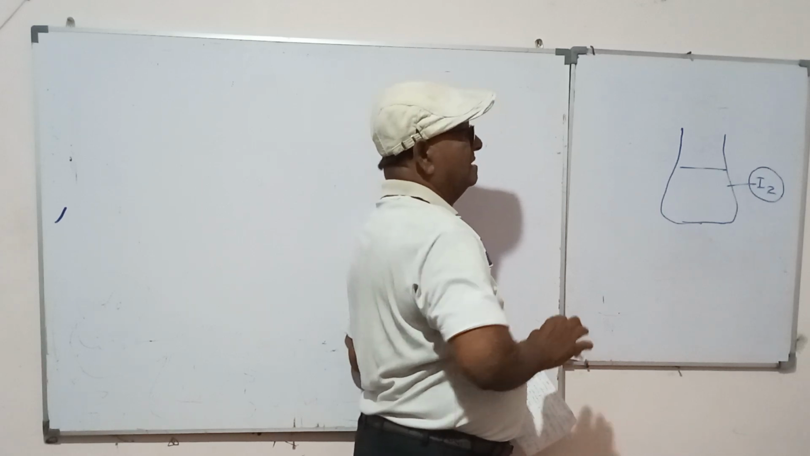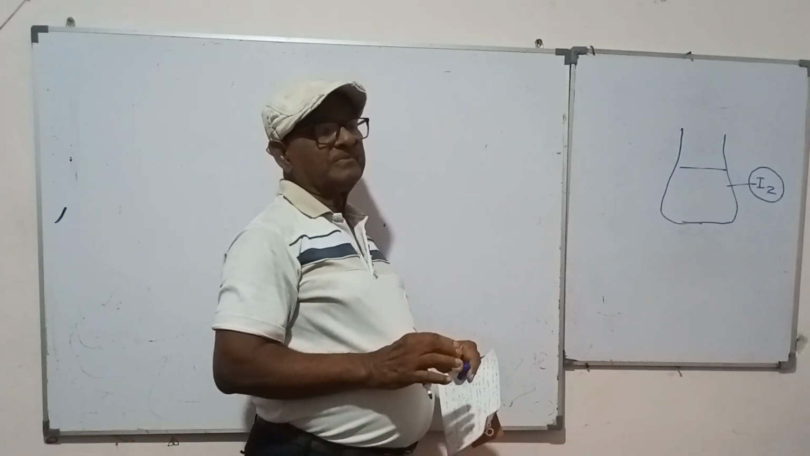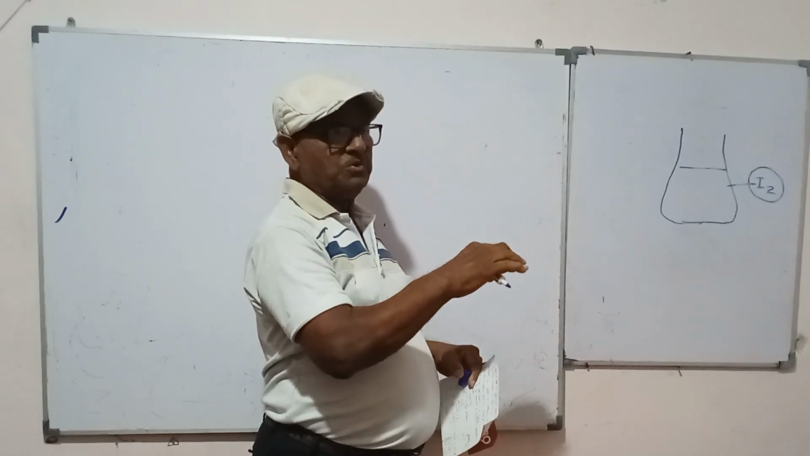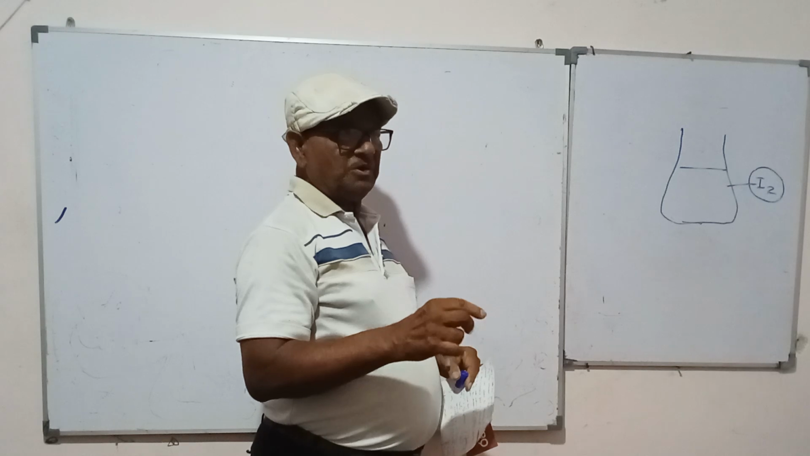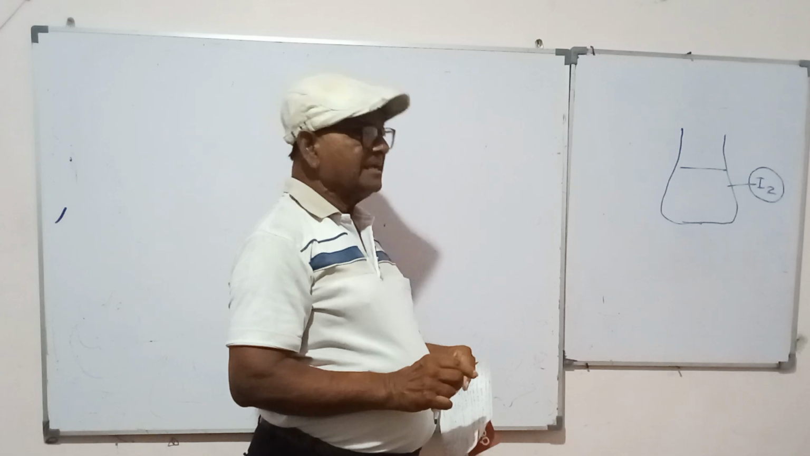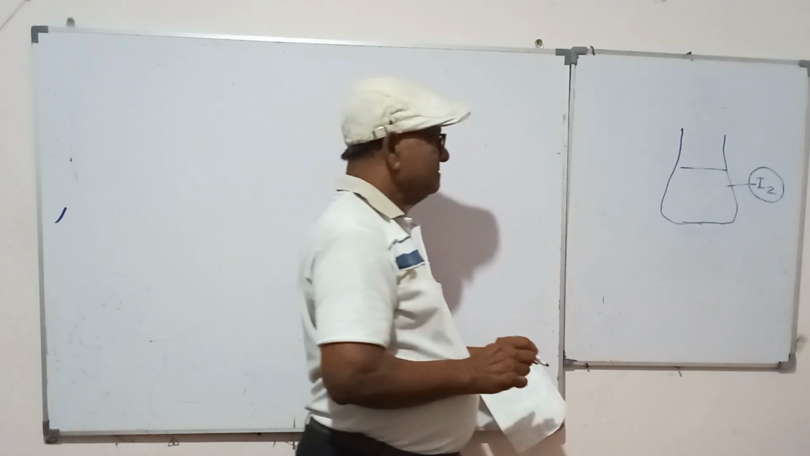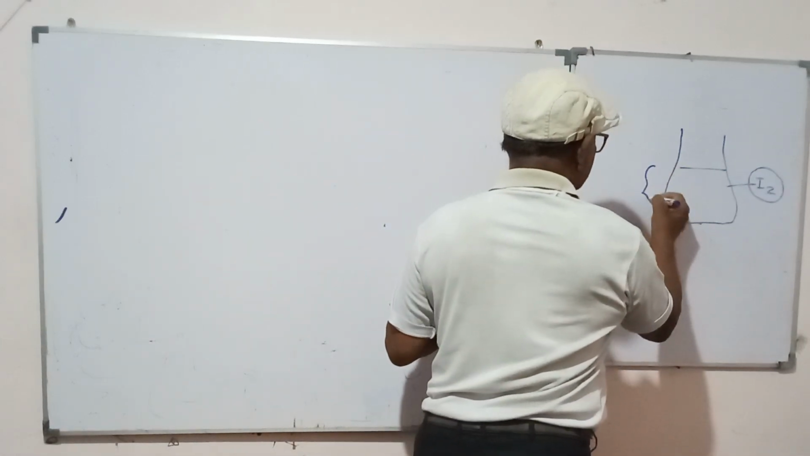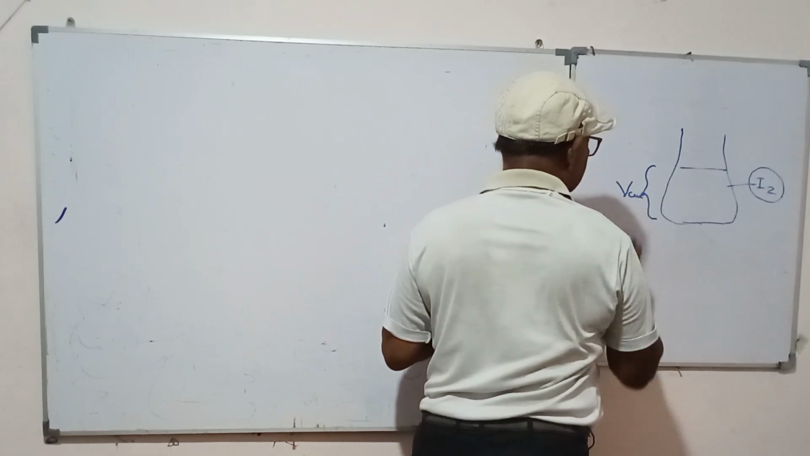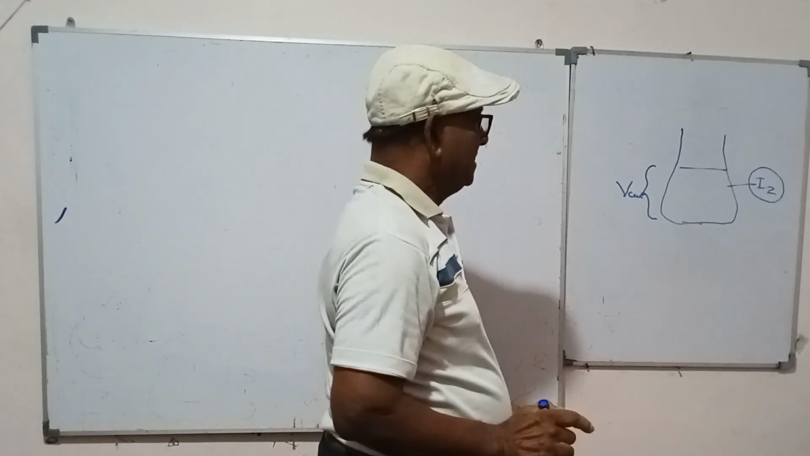For this determination, we are using a titration to determine the amount of I2, the number of moles of I2. We use a titration method. It is the iodometric titration. Then we take a known volume, volume V cubic centimeters. Now we are going to determine the amount of I2 in this solution.